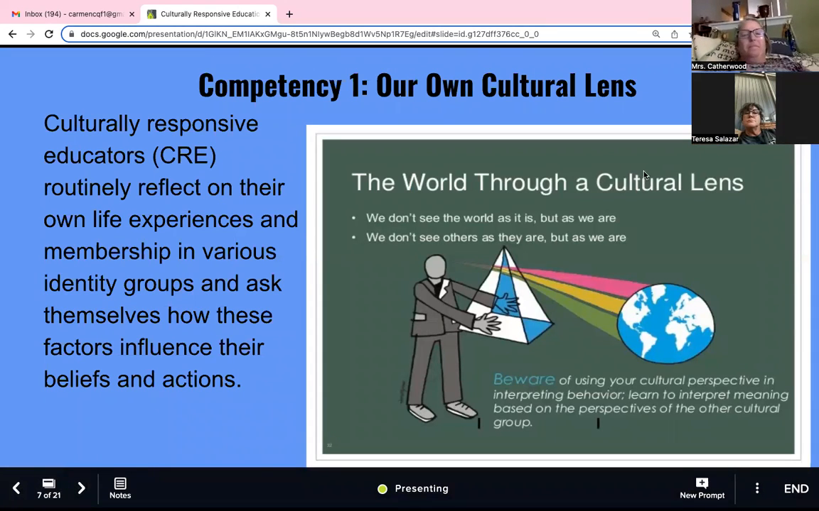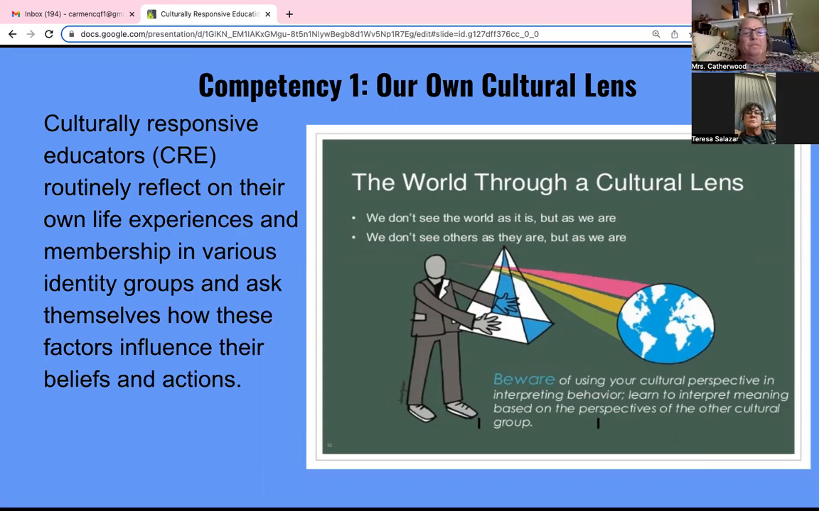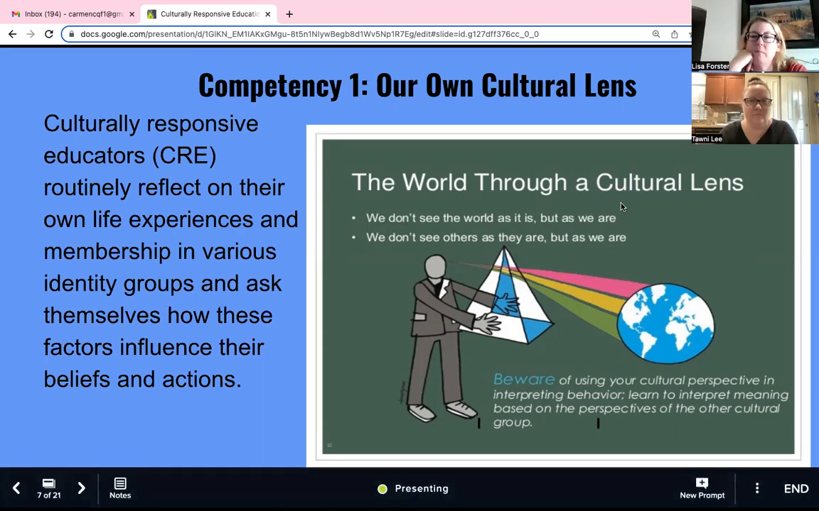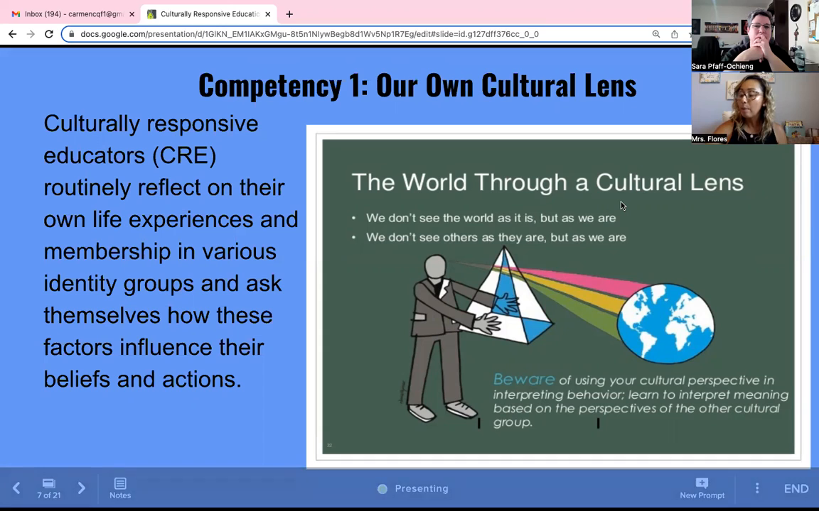Okay, let's begin by looking at competency number 1. And this is looking at our own cultural lens. Culturally responsive educators routinely reflect on their own life experiences and membership in various identity groups and ask themselves how these factors influence their beliefs and actions. Biases are a part of us. Whether we like to acknowledge them or not, we are conditioned with biases. And being able to identify those biases and acknowledge them is the first step to building a culturally responsive classroom. Because as educators, whether we like to address it or not, we do have those biases.